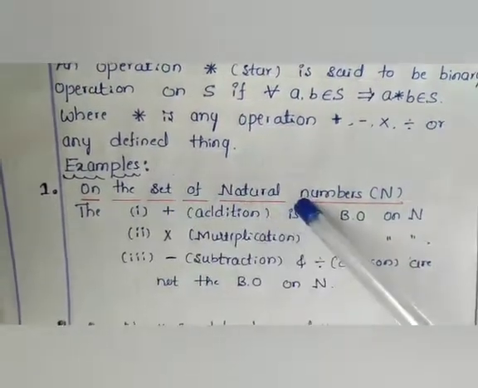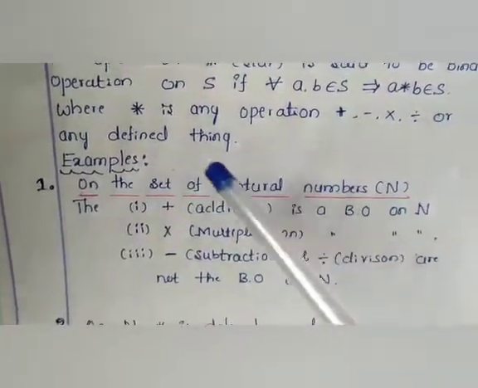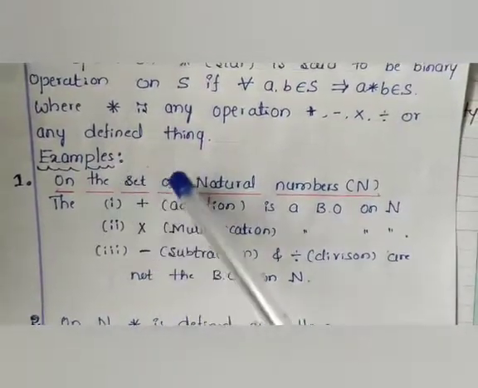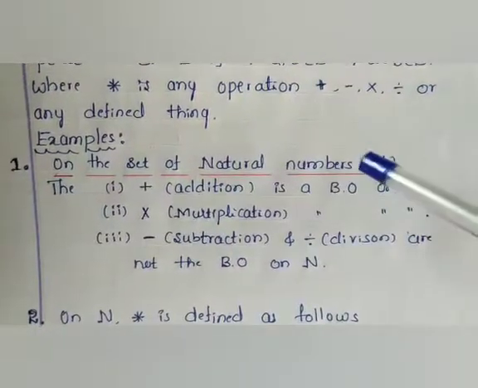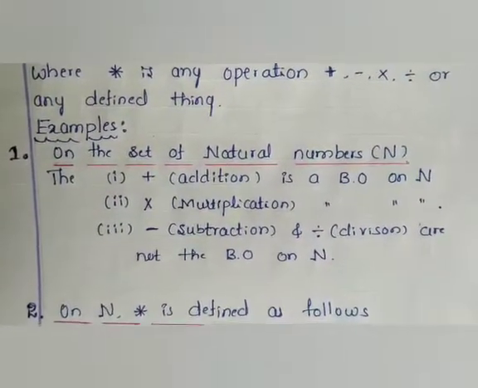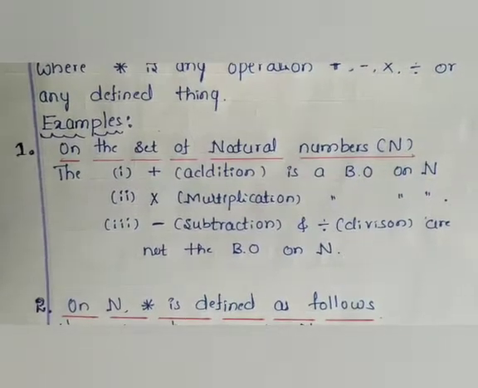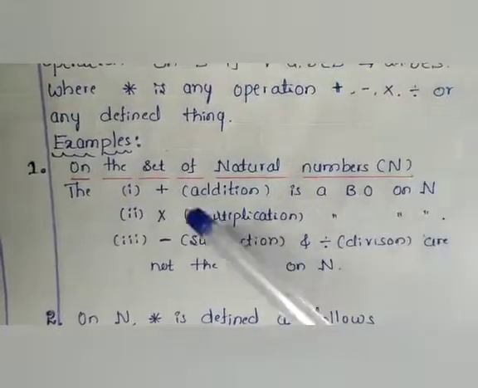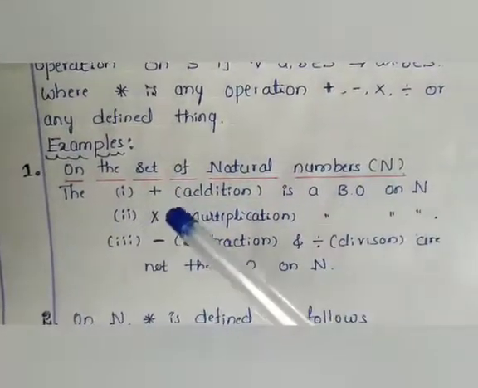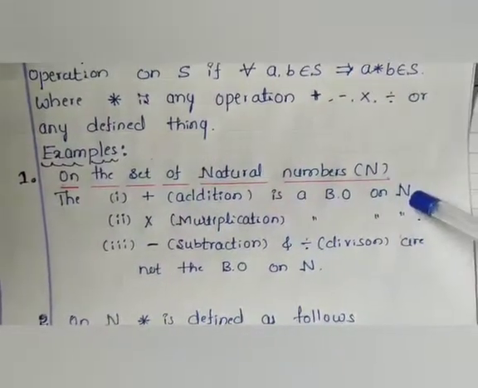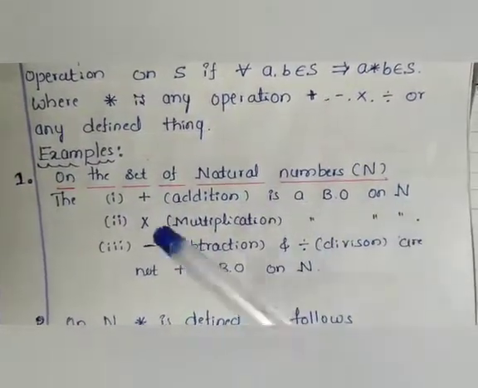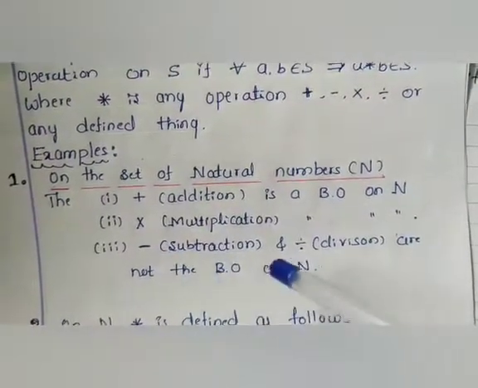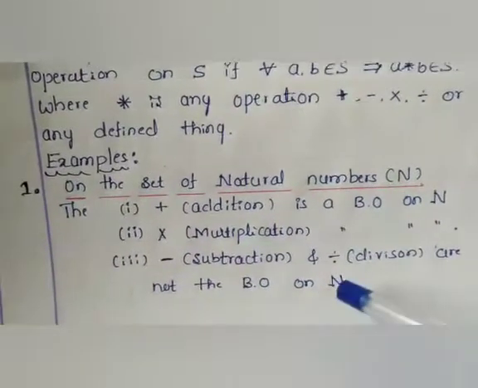On the set of natural numbers N, students must recall what the natural numbers are. N is equal to 1, 2, 3, 4, 5 and so on. Then the meaning of natural number N should be clear. On the set of natural numbers N, addition is a binary operation on N, multiplication is a binary operation on N, whereas subtraction and division are not binary operations on N.